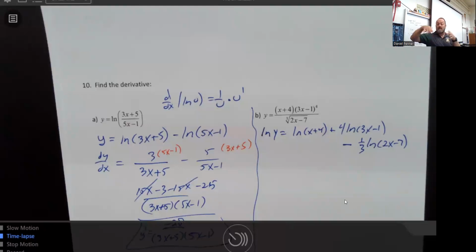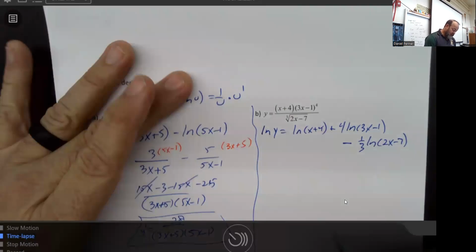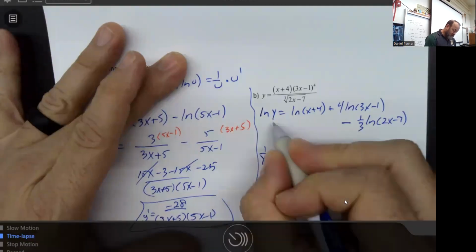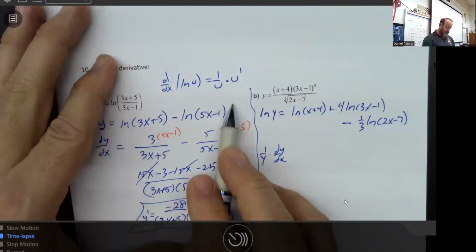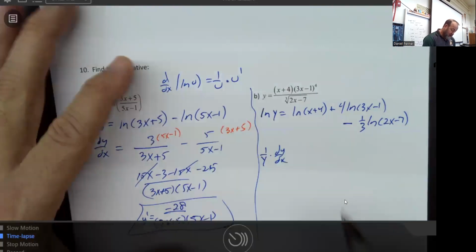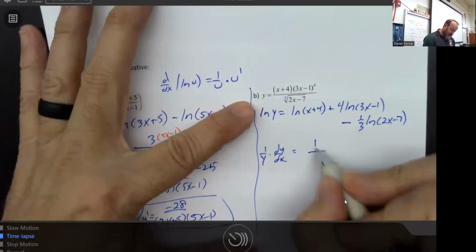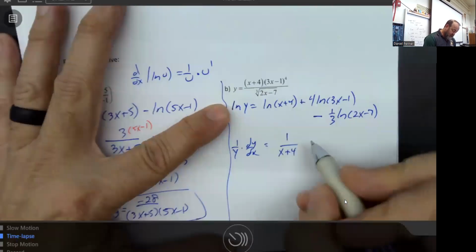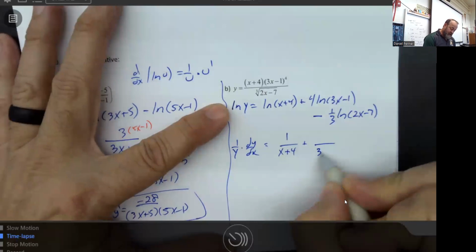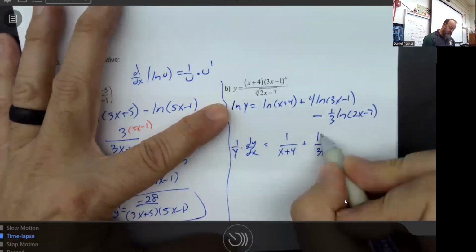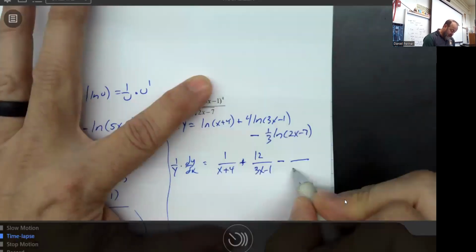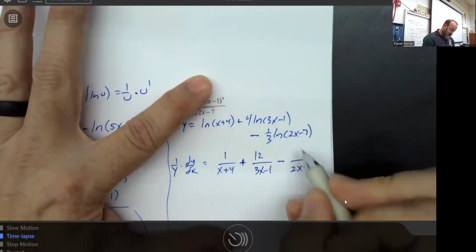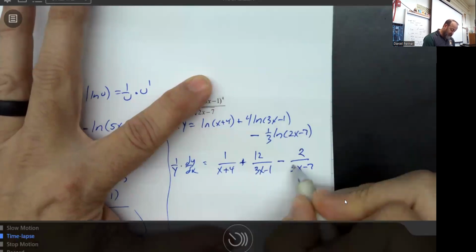So if I took the log of both sides, that allows me to chop it up into these little bite-sized pieces. And then I know that it's 1 over y times the derivative of the inside. So remember, the derivative of a log is 1 over what's inside times the derivative of what's inside. This would be 1 over x plus 4 times 1. This would be 1 over 3x minus 1 times 3, but because of that 4, there's a 12 there. And then last, it is 1 over what's inside times the derivative of what's inside, which is a 2, but we still have that 3 in the denominator.